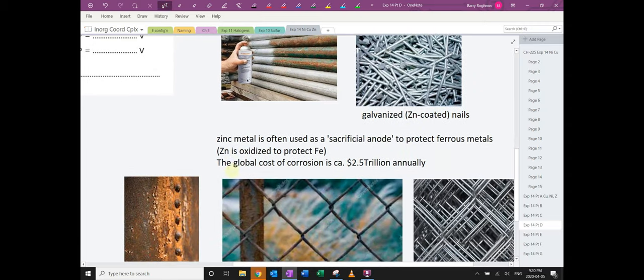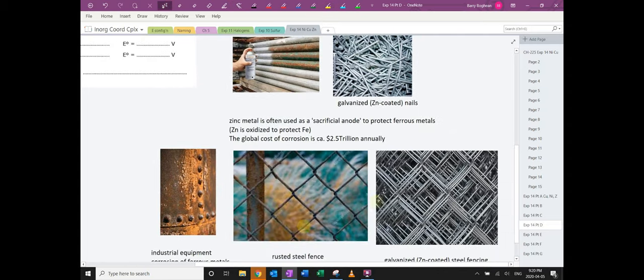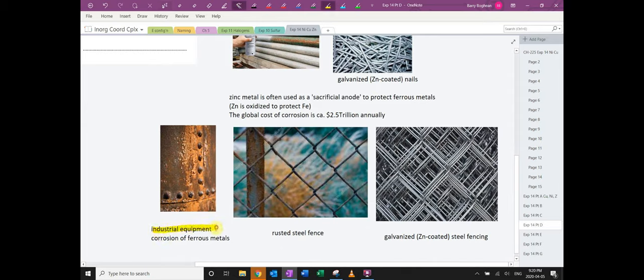A piece of trivia, I just checked the web for, the global cost of corrosion is estimated to be $2.5 trillion annually. This is big business. Here's some industrial equipment that is made of a ferrous alloy and suffering some corrosion. That's an expensive replacement. Here's some rusted steel fence, and here's zinc-coated steel fencing, and zinc coating is referred to as galvanizing.